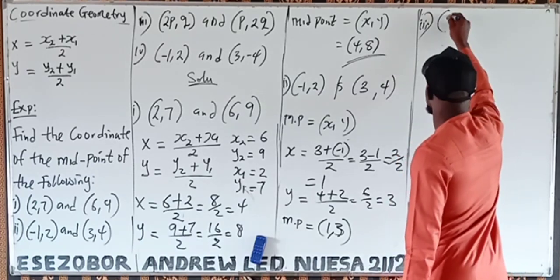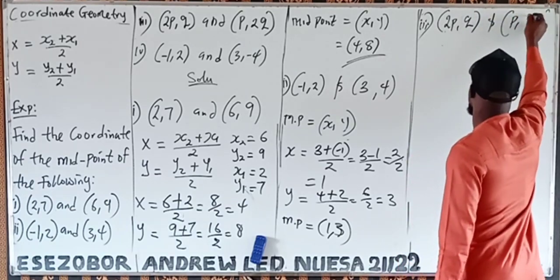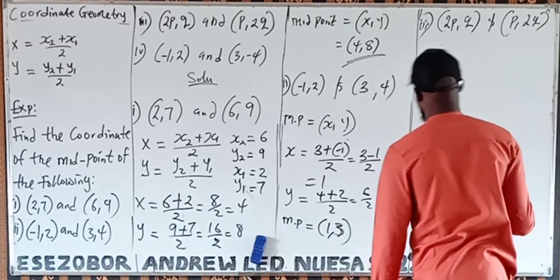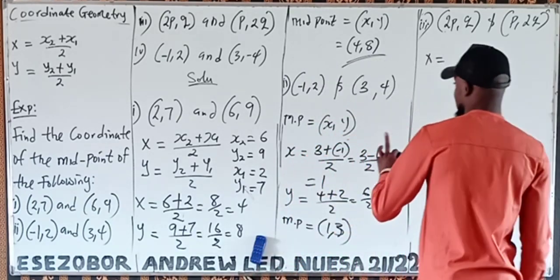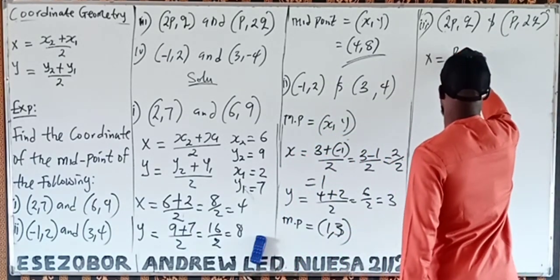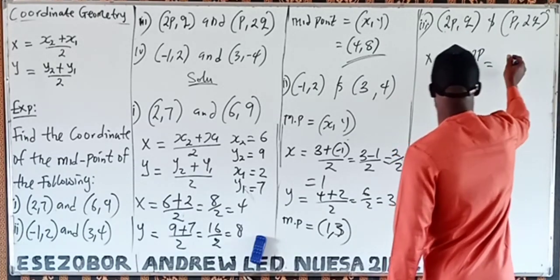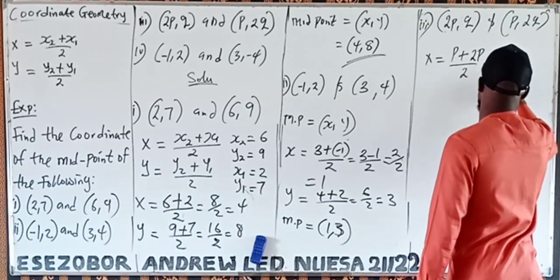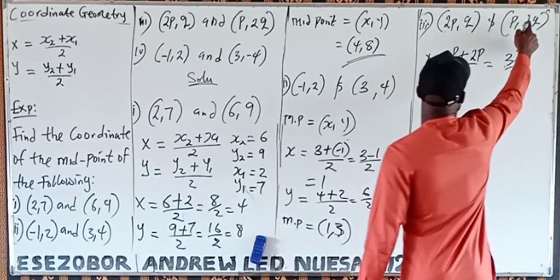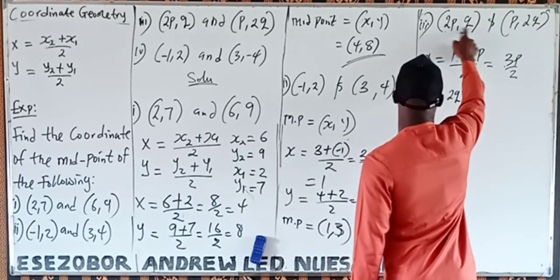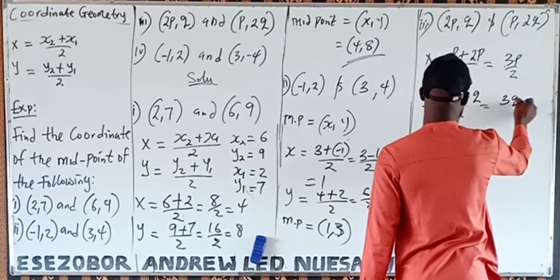The third one is the midpoint between (2p, q) and (p, 2q). Now what is the midpoint between these two points? For x, we're going to have x2, which is p, plus x1, which is 2p, over 2. That's p plus 2p, which is 3p over 2. Nothing can go into that. Then our y will be y2, which is 2q, plus y1, which is q, over 2. That's 2q plus q, which is 3q over 2.